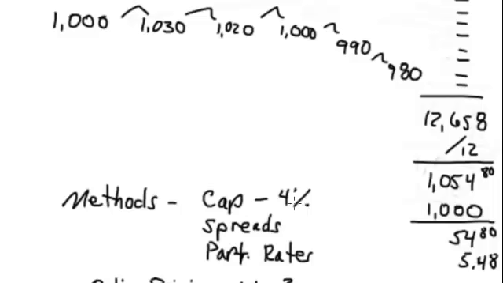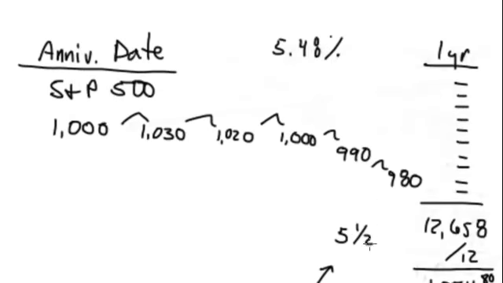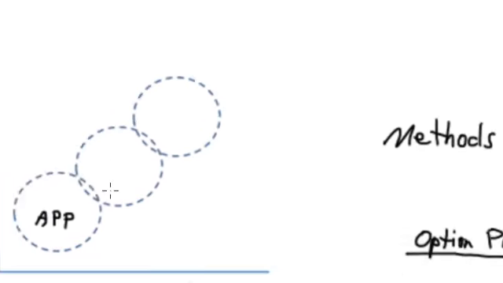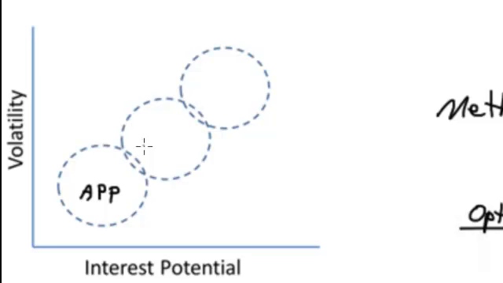This cap that went down here with the 4% cap, did that matter? Well, generally a monthly average is going to have a higher cap than what an annual point to point is. So if an annual point to point cap is 4, you're going to see this to be around 5.5%. So in this case, at 5.50, we would get the full 5.48%. That's why over here on our graph, the monthly average has a higher interest potential.